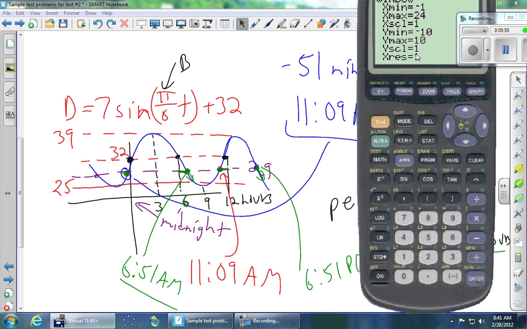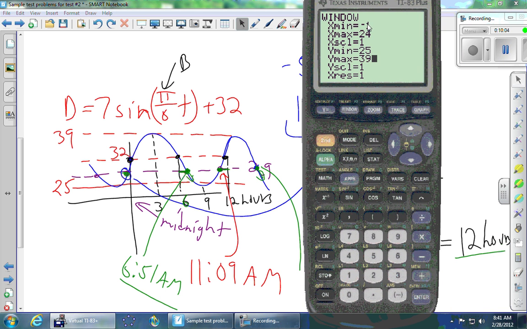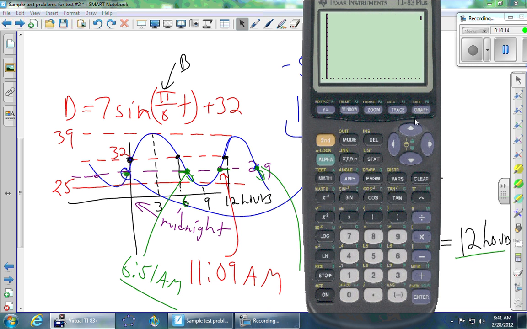And the y's, well, we said the y's were trapped between 25 and 39. So let's do that, 25 and 39. And so if we're doing this right, we should see 2 complete cycles plus a little bit to the left, because I didn't start at 0, and should hit exactly the tops and bottoms of the window. And again, make sure you're in the right mode before you hit graph. So that looks pretty good. Hits the top, hits the bottom. We see a little bit to the left here, and basically 2 complete cycles in there.